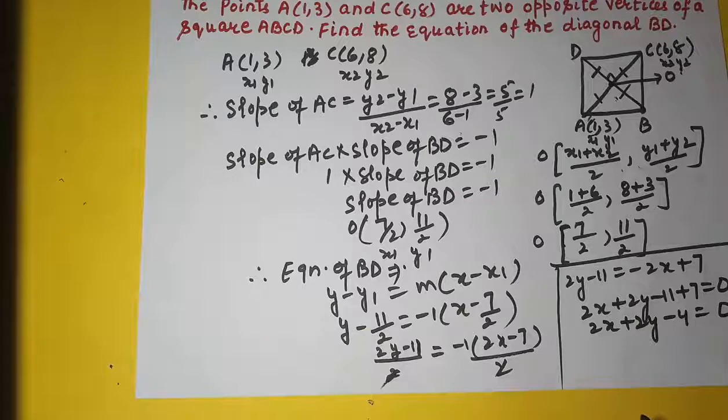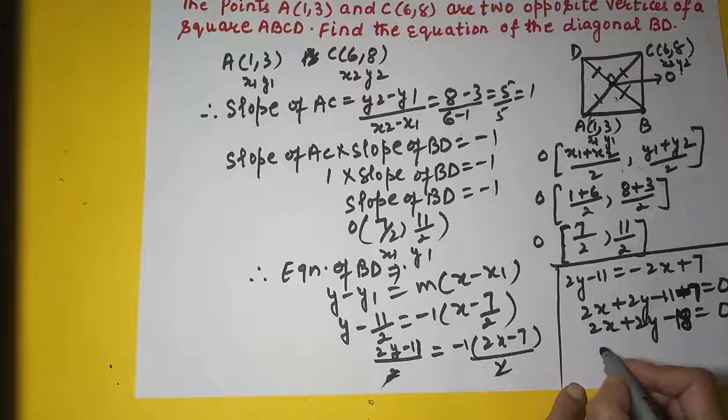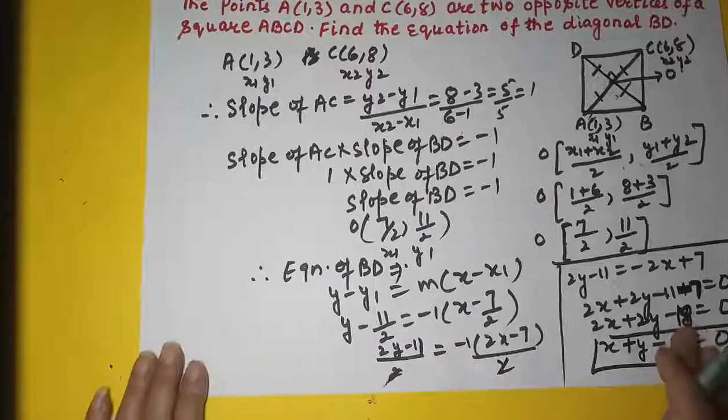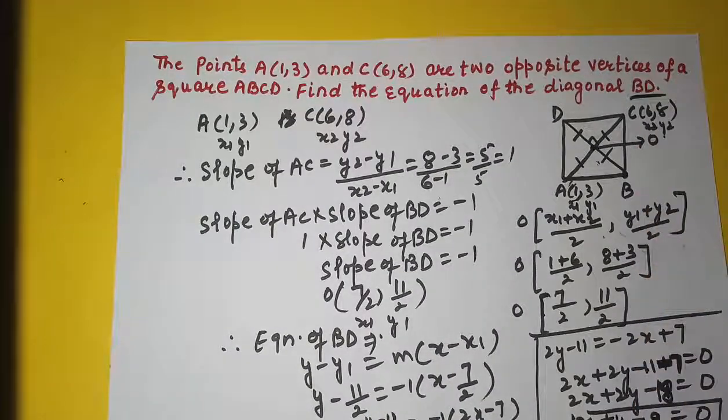Right? Here, have we made some mistake somewhere? This is 2x plus 2y minus 11. Oh, this will be minus. If we shift this to this side, this will be minus. So this will be 11 minus 7, that is 18 here. So we will take 2 as common. So we will get x plus y minus 9 equal to 0. This is the equation of the diagonal BD. Fine. That's what he wanted us to find, the equation of diagonal BD.